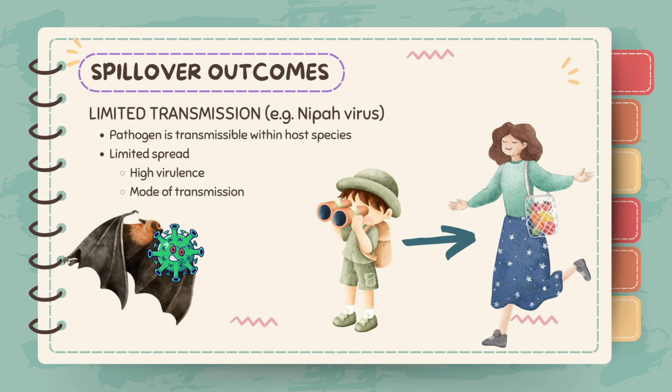The second outcome is limited transmission. The pathogen is transmissible within the host species. However, there's a limited spread, usually because of its high virulence and subsequently high mortality rate. The mode of transmission also plays a role, such as in the case of Nipah virus, which can only be transmitted through body fluids and is not airborne.